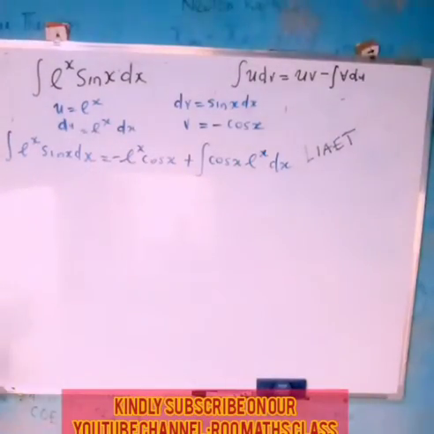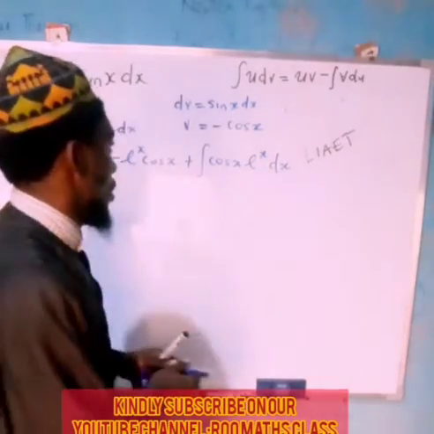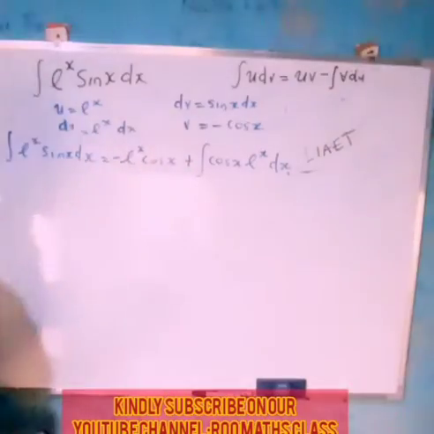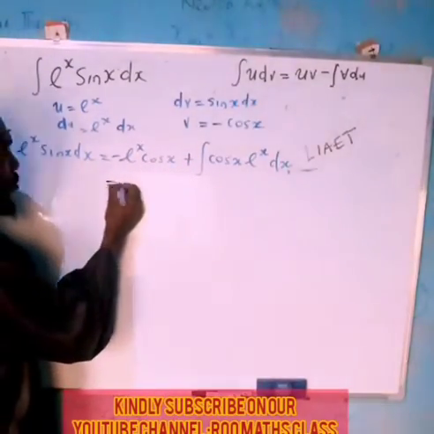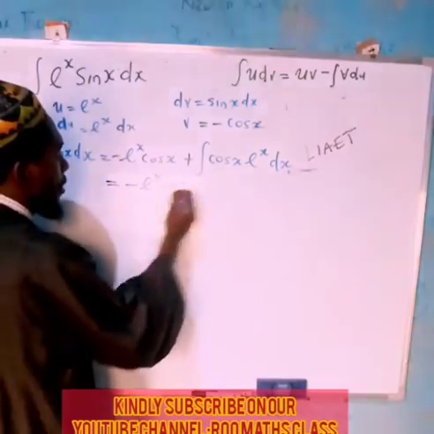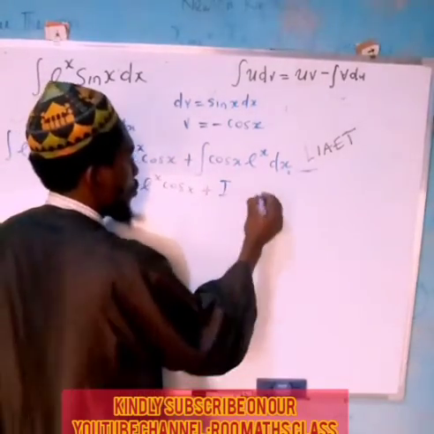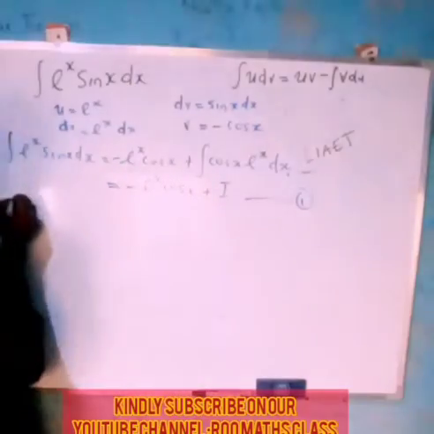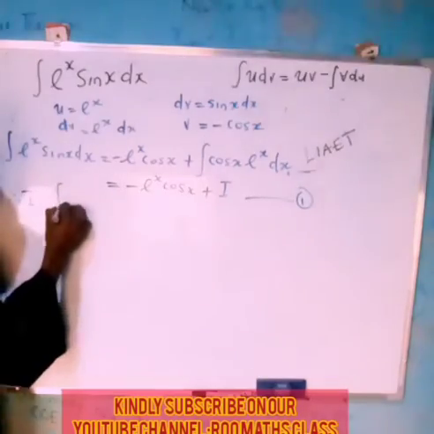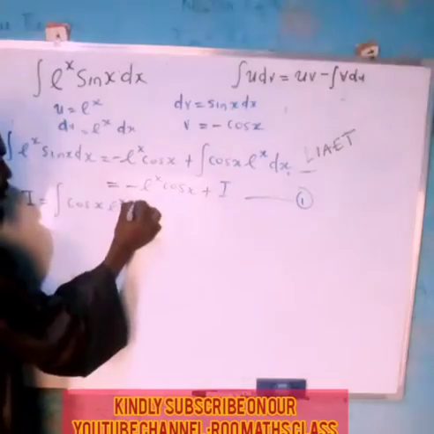Can you see it? Now this has already led us to something with e^x again. Actually, the most simple method is to call this I. So I equals minus e^x cos x plus the integral of e^x cos x dx. This is equation 1. Therefore, my I is the same as the integral of cos x e^x dx.